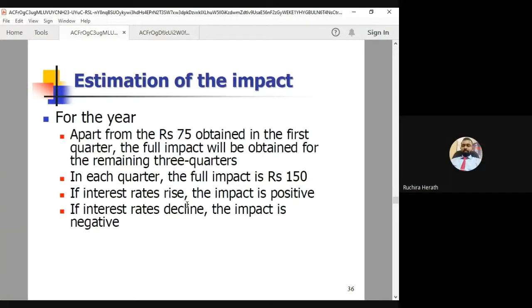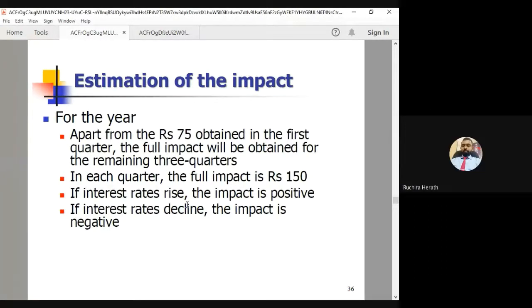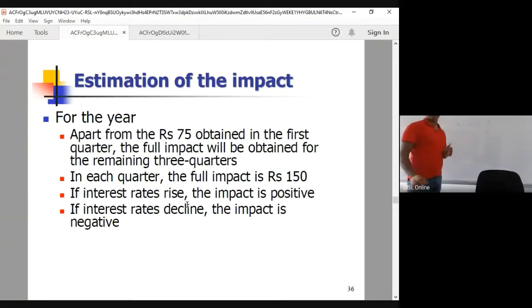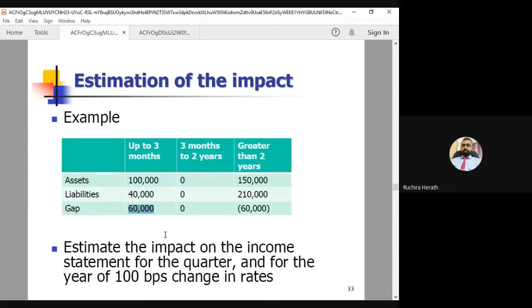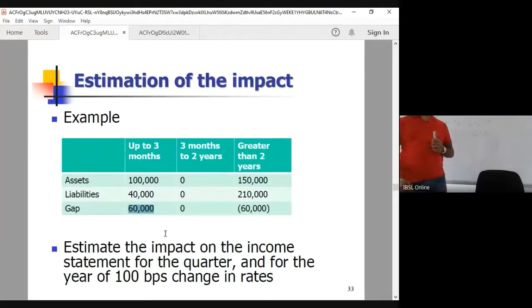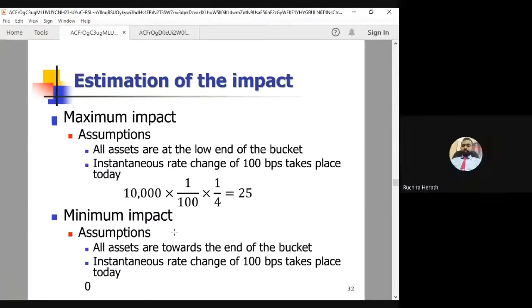Then, one question: this 60,000 is the difference between assets and liability? Correct. And 1 over 2 means? Because you're taking only for an average. There is no fixed norm. If you look at the previous example, depending on whether you have more assets sitting in the 1 month, you can take it for the full period. It depends on how your bucket is.